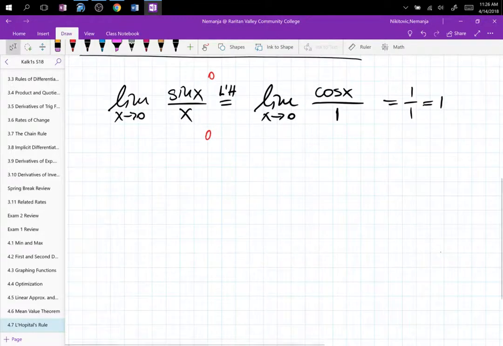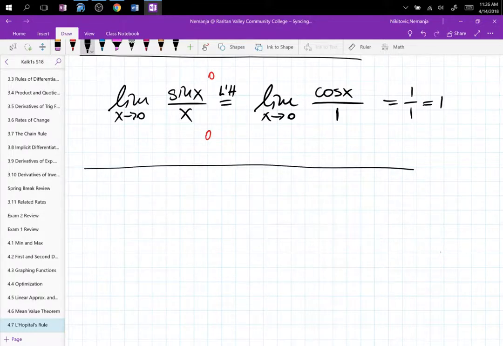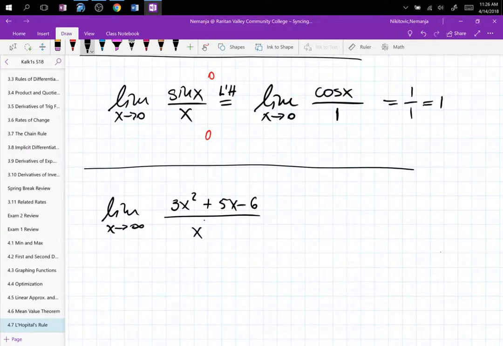Another example of this would be your asymptote examples from before. You remember how you had to divide by the highest power? It's time to start reviewing for the final, guys. We have less than a month. All right. So the limit as x goes to infinity of, let's say, 3x squared plus 5x minus 6 divided by x squared plus 4.